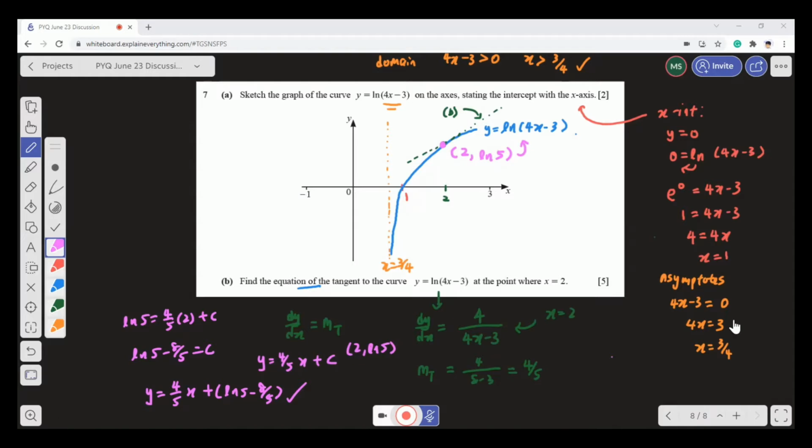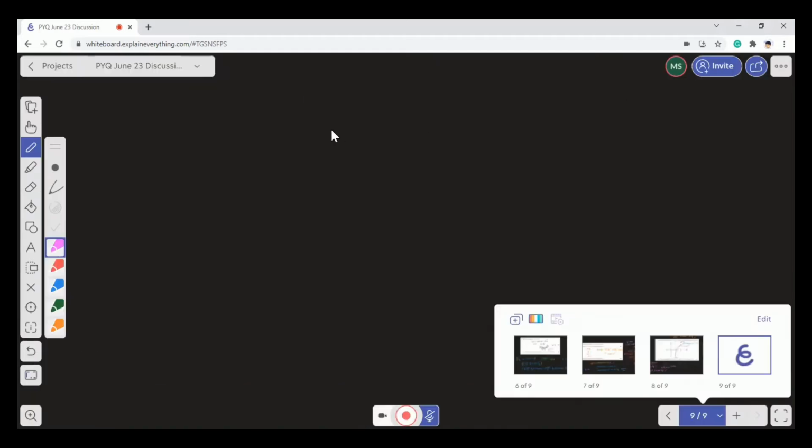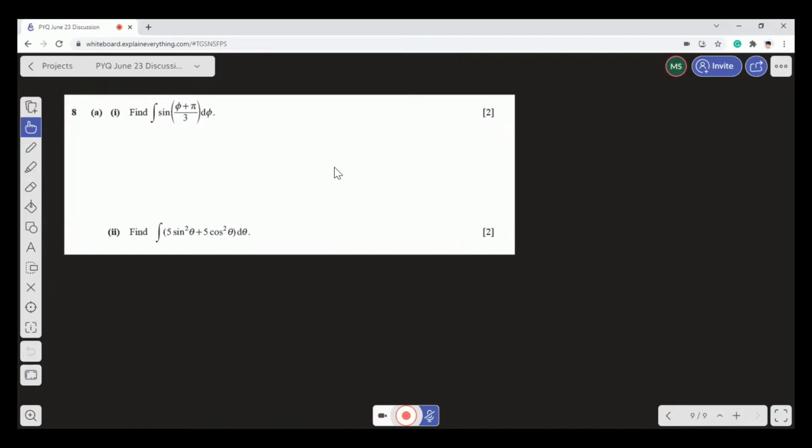Okay. Let's continue. Number 8. I want to see. This is a complicated integration for trigonometry. Sean, how to integrate the first one?